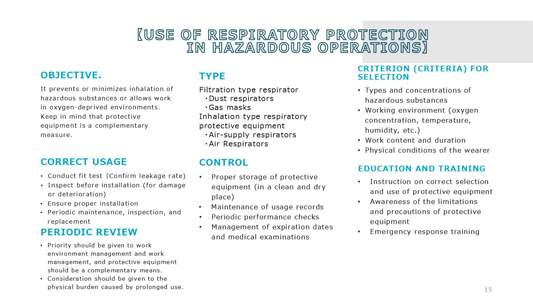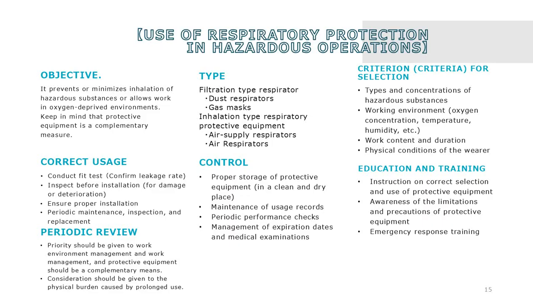Next, we will discuss the different types of protective equipment. There are two types of filtering masks: dust masks and gas masks. Dust masks collect dust and fibrous particles, while gas masks absorb and detoxify harmful gases and vapors. Air-supplied respiratory protective equipment also includes air-supplied respirators and air respirators. Air-supplied respirators provide clean air from an external source, while air respirators provide air from compressed air cylinders.